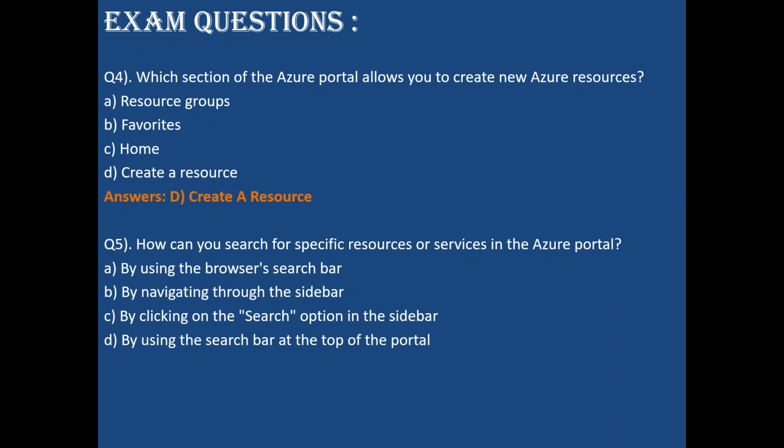By navigating through the sidebar. So you can navigate through the sidebar. The quickest option is basically by using the search bar at the top of the portal, because the question is how to search and find a particular specific resource or service. By using the search bar at the top of the portal. That is the answer. Okay, the right answer is D.